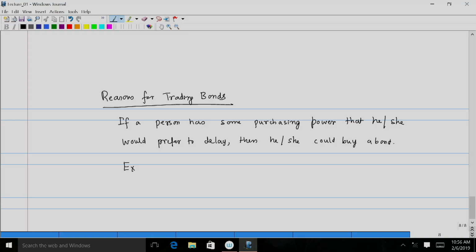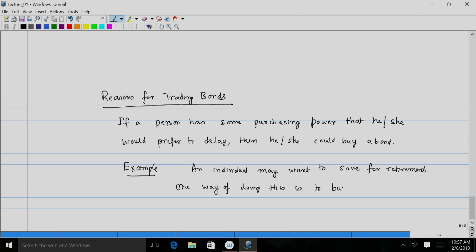Let me illustrate this statement. What do I mean by delaying purchasing power to a future time point? Let me explain through a little example that is extremely practical in the context of our day to day activities. One example is that an individual may want to save up money for retirement. One way of doing this is to buy a bond with long maturity in order to save money for future retirement.